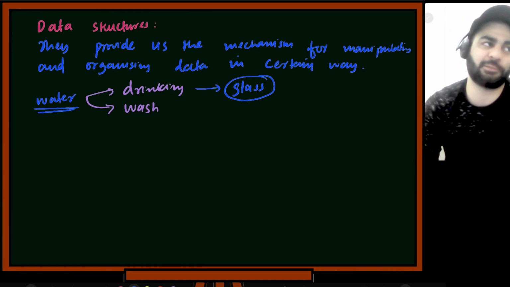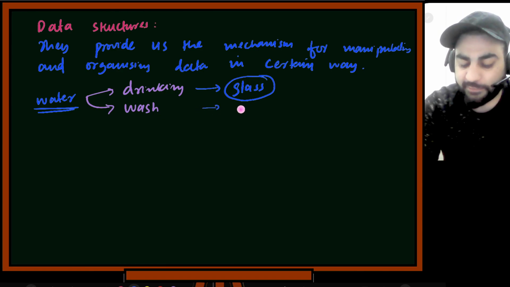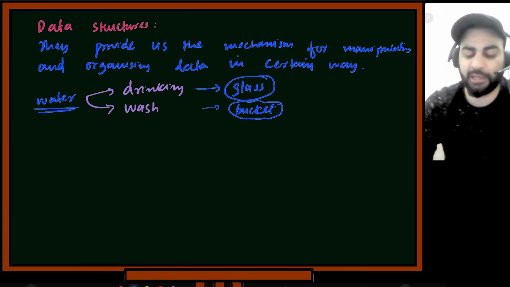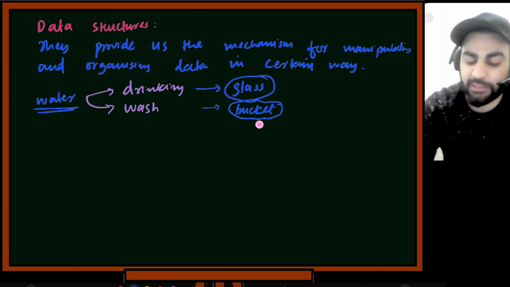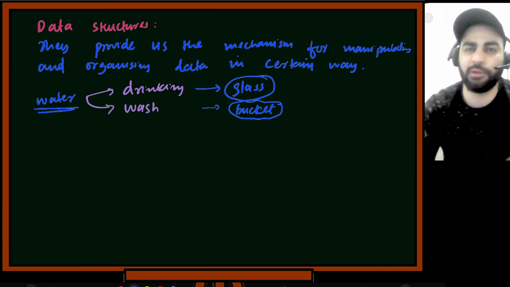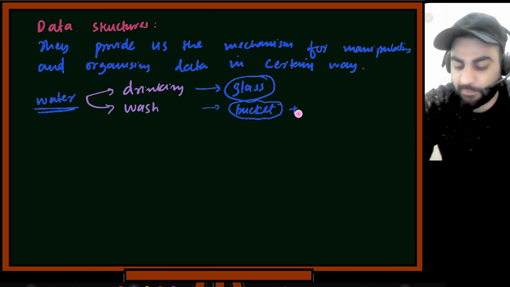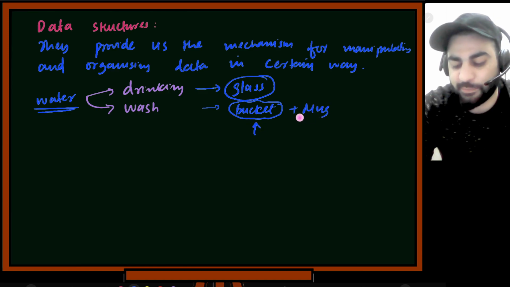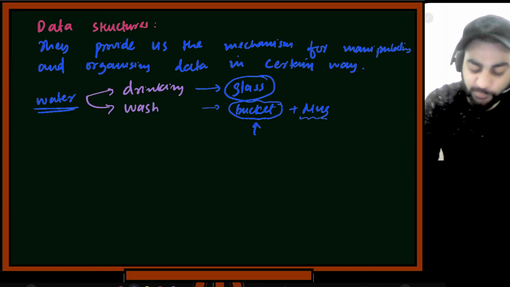And if you have to wash, for example if you have to take a bath, what will happen? You will take this water into a bucket. Now the bucket is a data structure. You have stored the water in it, and from the bucket you will take it via some mug and use it. So bucket plus mug is our data structure, and maybe this is a certain manipulation mechanism by which we can manipulate our data. I'm considering this water here as data.